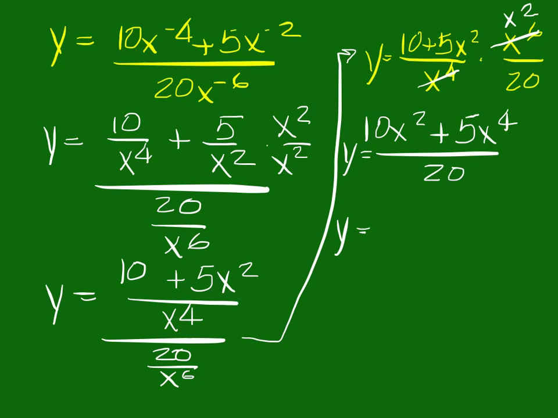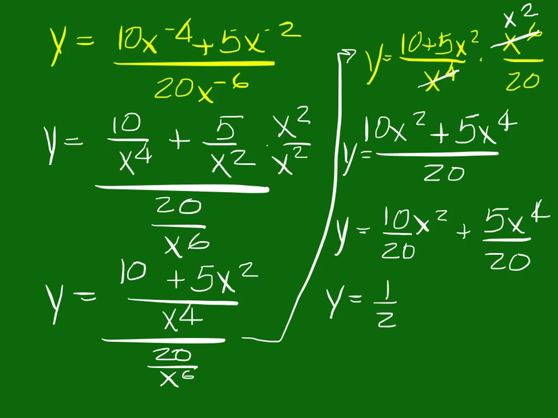Then, when you separate the two, you can have 10 over 20, that'd be x squared, then plus 5x to the fourth over 20. Reduce that to 1/2 x squared plus 1/4 x to the fourth.